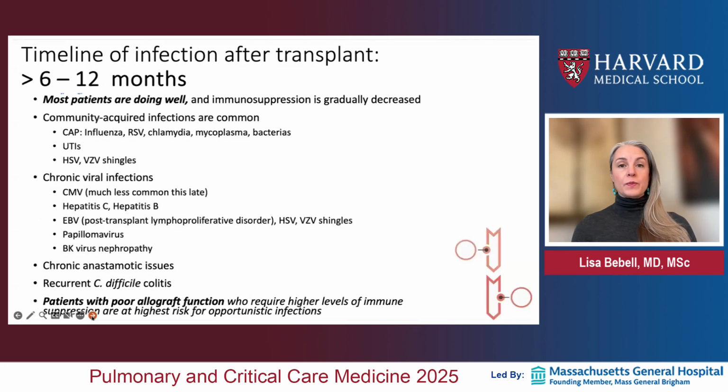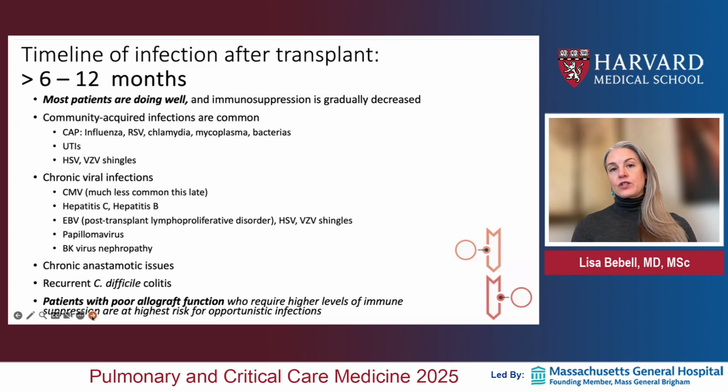After that timeline, most patients are really doing pretty well, and their immunosuppression has been gradually decreased or their immunodeficiency has gradually waned. Community-acquired infections during this timeline really dominate. They become very common, especially community-acquired pneumonia, for which the risk never actually goes back to baseline. So viral infections, including influenza and RSV, are very common during this timeline, and chlamydia, mycoplasma, and bacterial pneumonias are also very common. UTIs are more common than in the general population, and HSV and VZV shingles can come up.